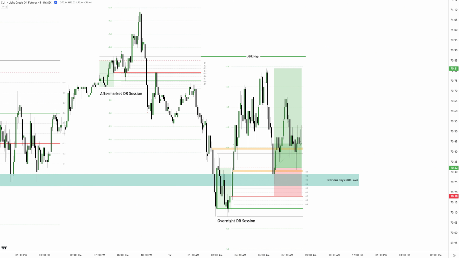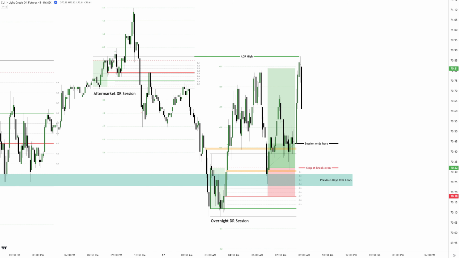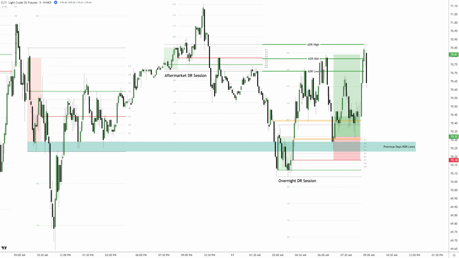As the overnight DR session comes to an end at 8:30 a.m., you either close your position or move your stop to break even. Price reached its target before rejecting the ADR high to the tick and then selling off. This setup seems to be worth backtesting. It seems like a repeating pattern, doesn't it?